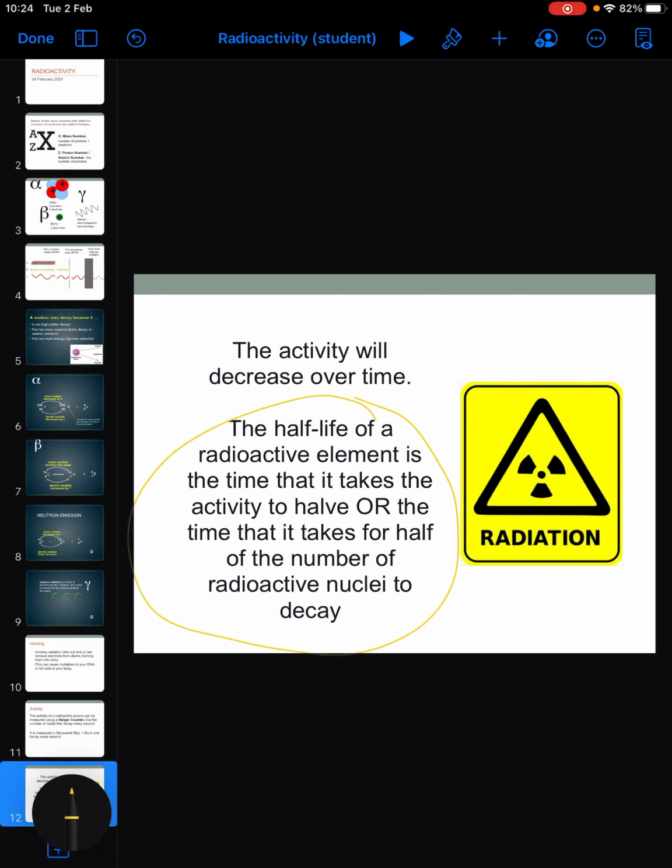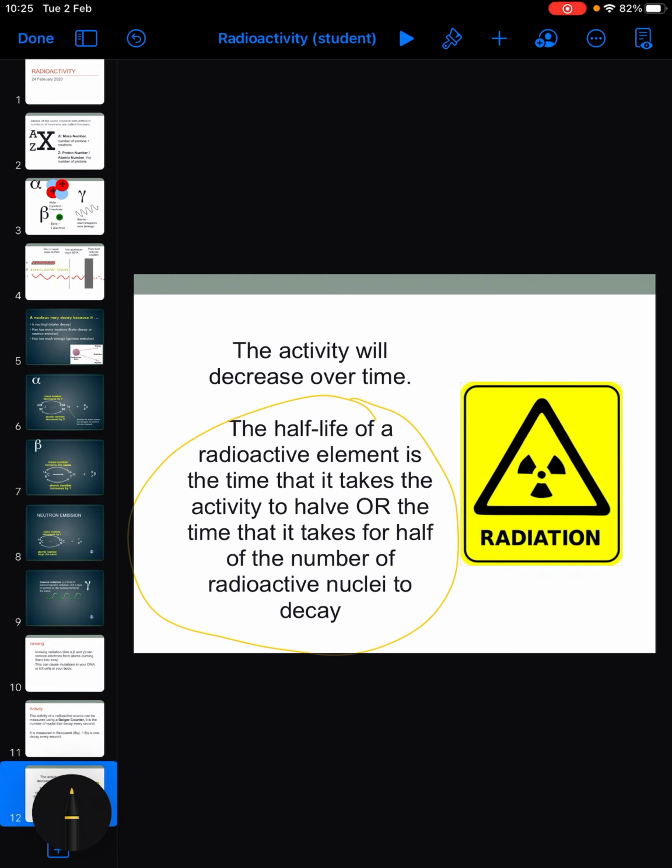Now, this is a key definition here. In fact, there's 2 definitions. The half-life of a radioactive element is the time that it takes for the activity to half, or the time it takes for half of the number of radioactive nuclei to decay. Now, that's just a statement, but it is something you need to be able to use in questions.